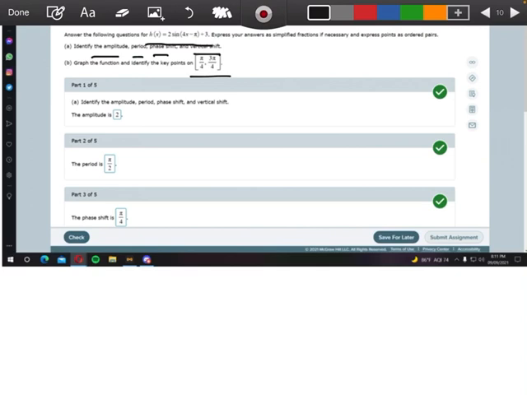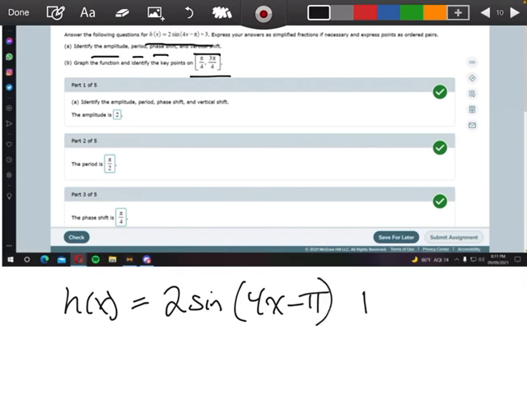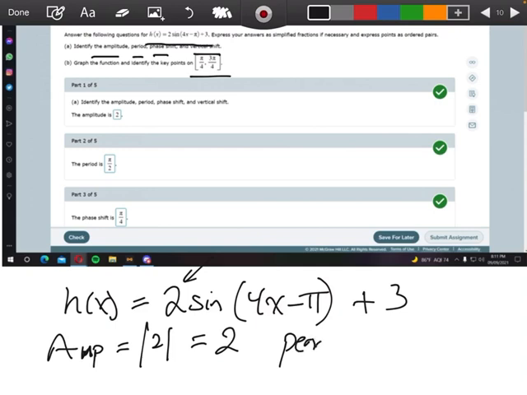So the amplitude, remember guys, if our function is h of x, I'm just going to write it a little bit bigger: 2 sine of 4x minus pi, and then plus 3. My amplitude here, and I know the student already answered these questions, I just want to make sure everybody understands. The amplitude is going to be the absolute value of 2. It's always going to be the absolute value of whatever number you have here. So in this case, it's 2. Remember, our period is always 2 pi over b, which in this case is 4, and that's going to reduce to pi over 2.